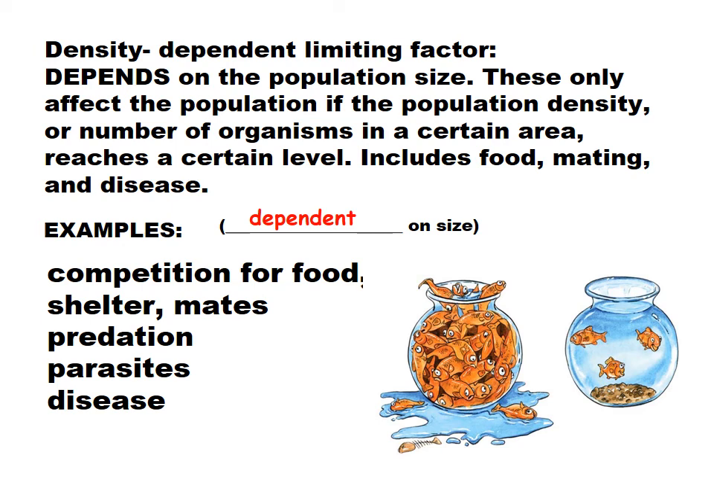The opposite of it is density dependent. In other words, these things that could happen are dependent upon the size of the population. For example, the bigger the population, the more you would have to compete for food. Competition goes up. The bigger the population, the less shelter you have. The bigger the population, the more likely you will have predators move into the area, more parasites, more disease. So the size is dependent upon those things. For example, if the predators increase in that area, then the population in that area will probably go down. It's density dependent.